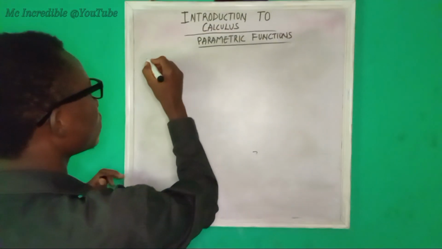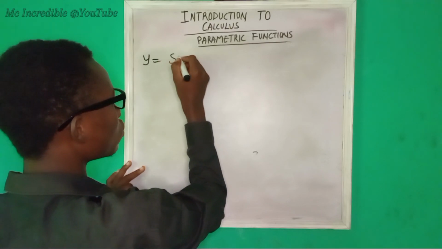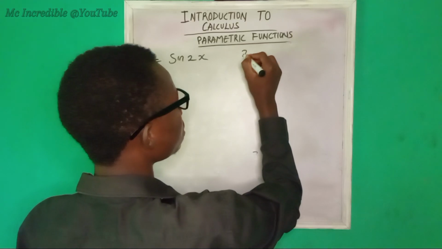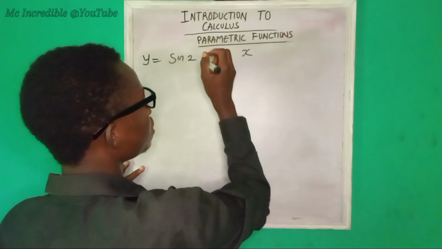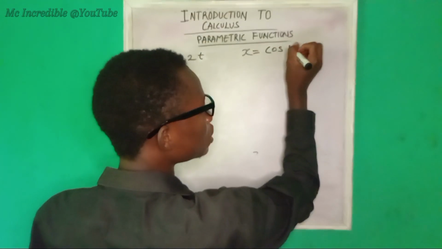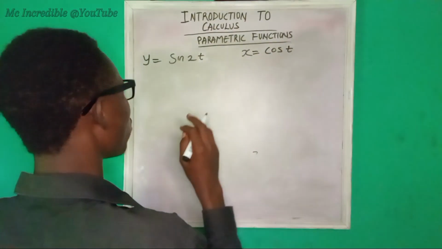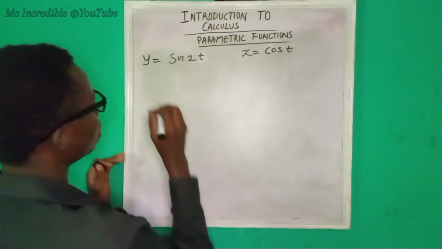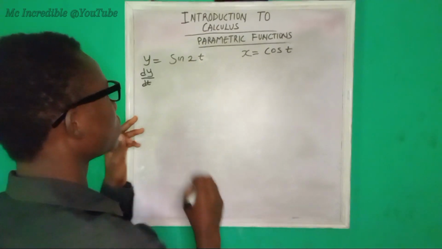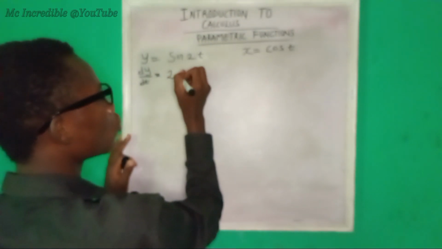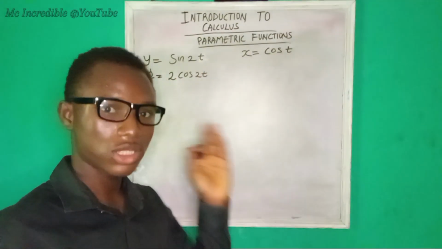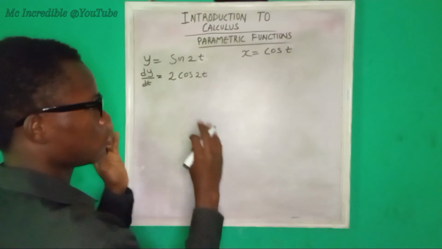So let's say we are given y is equal to sine 2t, and x is equal to cos t. Let us leave it as simple as this. So the same way we did it is the way we are going to keep doing it. We find dy/dt. Differentiating sine 2t is going to give us 2 cos 2t, using chain rule.